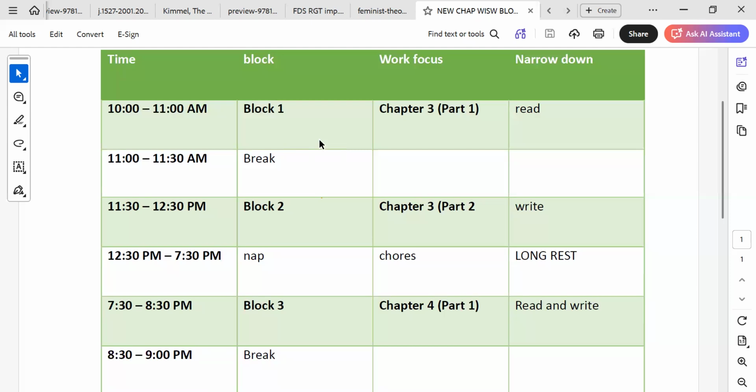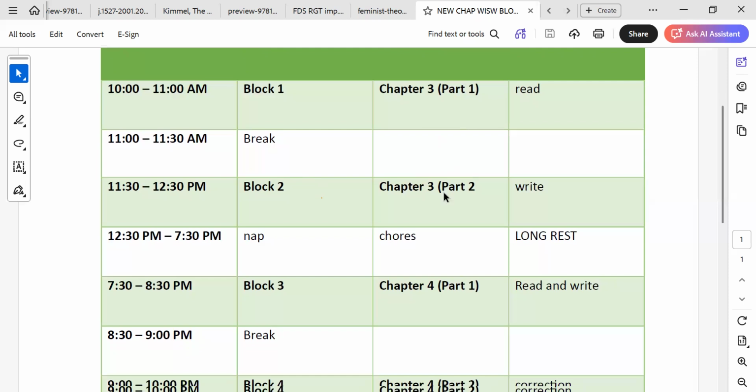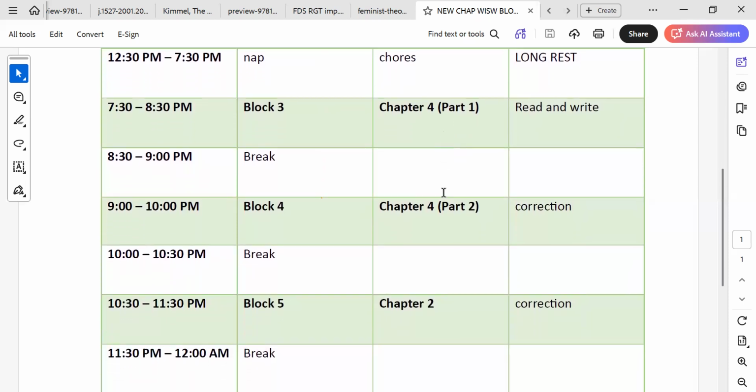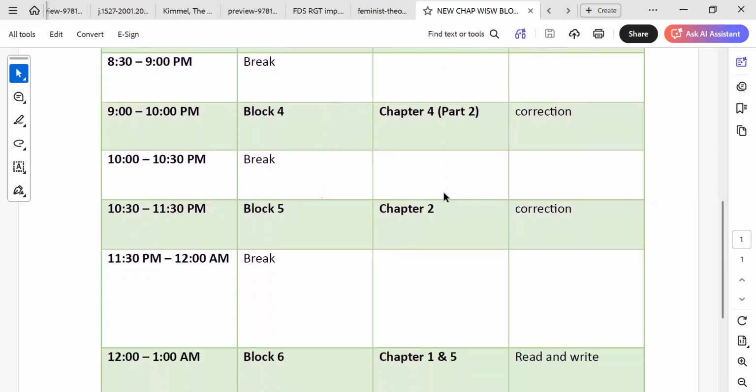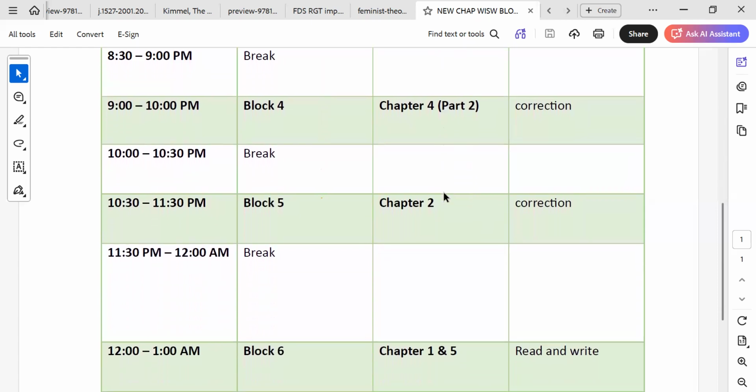But if we have very good strategies, it actually boosts our performance. That's what we are actually doing here. So I kept two blocks for the same chapter, as reading and writing, because some pending works are there. And blocks 3 and 4 for chapter 4 and for correction and writing.